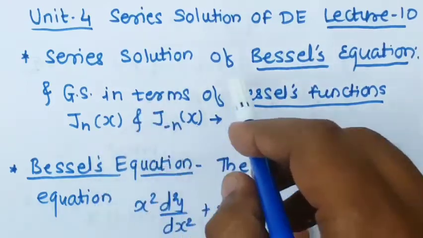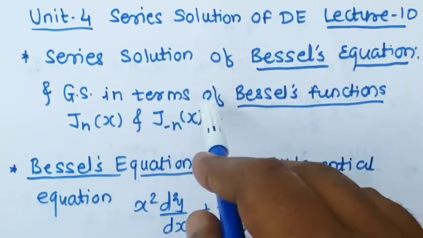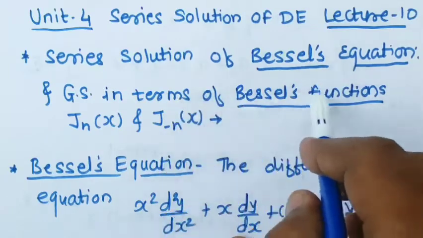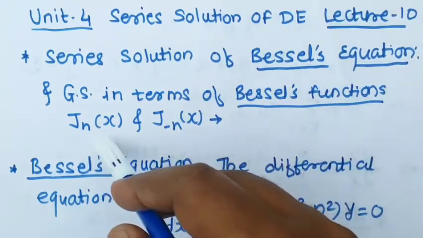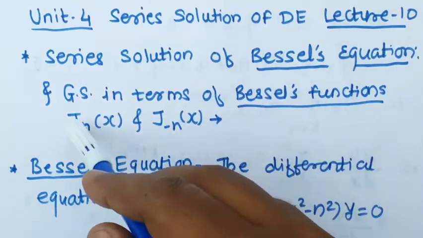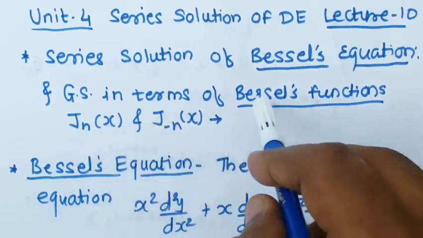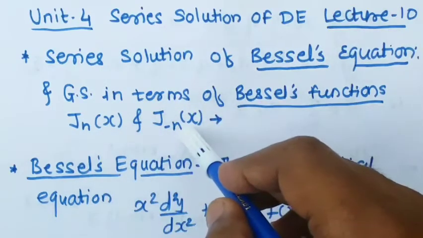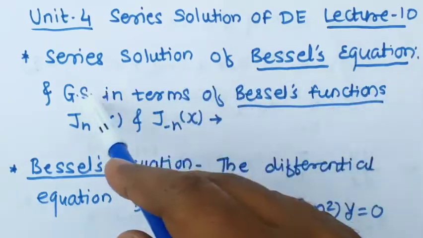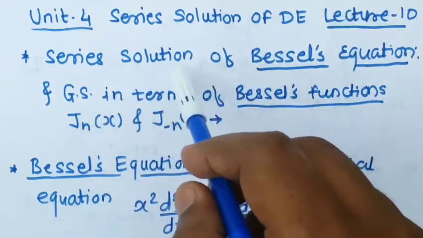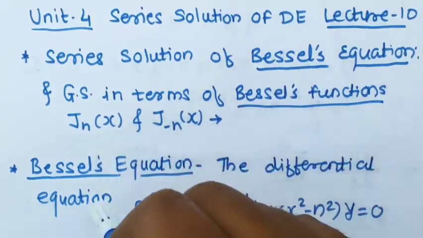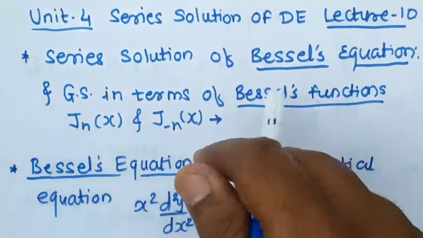Okay, the general solution of this Bessel equation is in terms of Bessel functions of order n and order minus n. They are denoted by J n x, J minus n x. These notations are used for Bessel functions of order n and minus n. So the final solution we are going to obtain of Bessel equation is in the form of J n x and J minus n x. Let us see how.